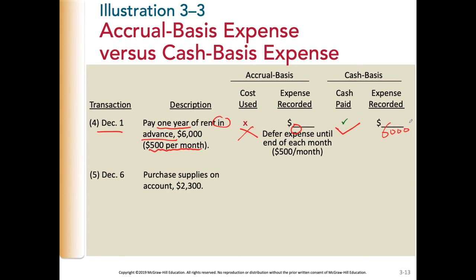Okay, December 6th, purchase supplies on account for 2,300. Then you will be like, okay, purchase the supplies. Did I use the supplies? It didn't say, so that means we didn't, right? We didn't use the supplies. Hence, there will be 0 deferred expenses if we are using accrual-based accounting. But of course, with cash-based accounting, we purchased it already, right? We purchased it. Of course, we have to record the expense, 2,300.